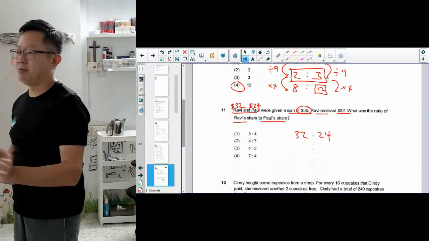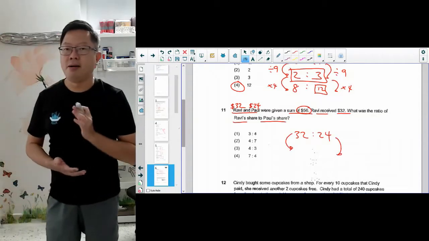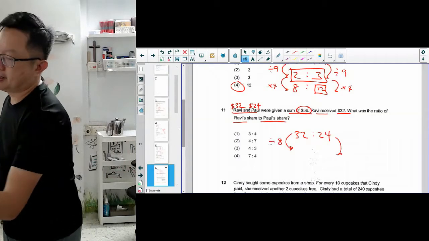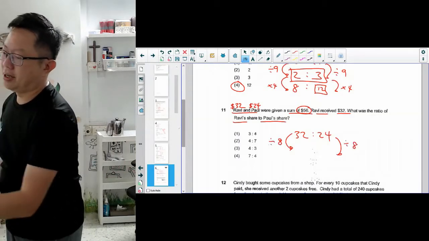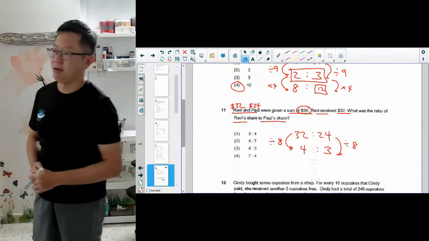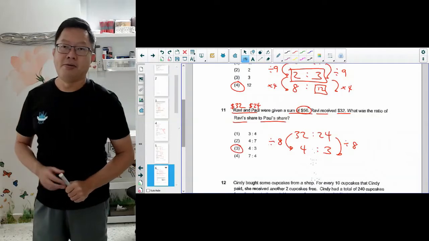So 32 is to 24. And work smart, try not to divide by 2. Try to divide by a bigger multiple of 2 so that you can do it faster. How about 8? So divide by 8, you will get 4 is to 3. So the ratio is 4 is to 3. Answer number 3. Okay, that's your ratio problem.